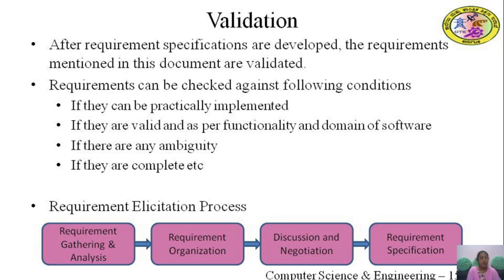The requirements elicitation process is as shown in the figure. In the requirements gathering phase, the developers discuss with the client and end users and know their expectations from the software. While organizing the requirements, the developers prioritize and arrange the requirements in order of importance, urgency, and convenience. Negotiation and discussion is done if there are any ambiguities or confusions or conflicts present.